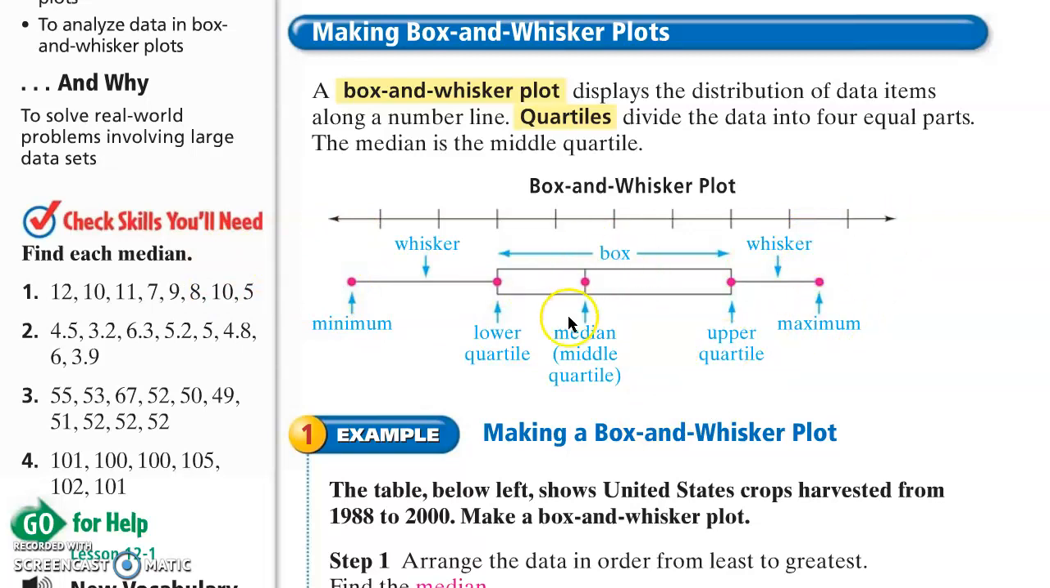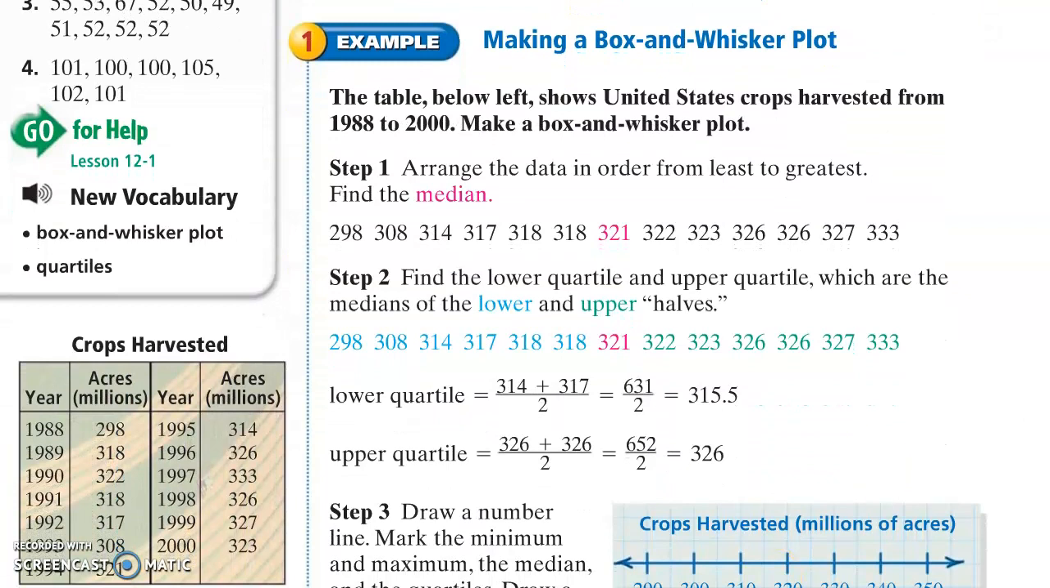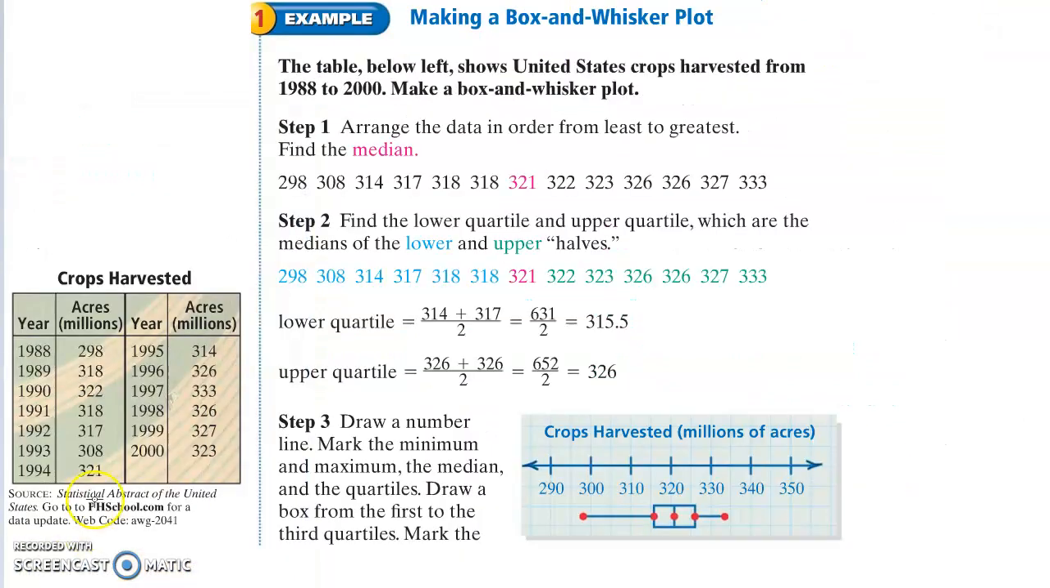And then the middle, this point right here, the dividing line for the box, is going to be the median of all the data. Basically, you're going to take some data and find the median of the first half and the median of the second half and then make your box. All right. Let's look at an example because it might make a lot more sense. So here we have example 1.